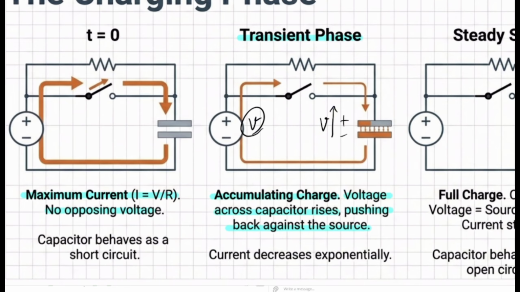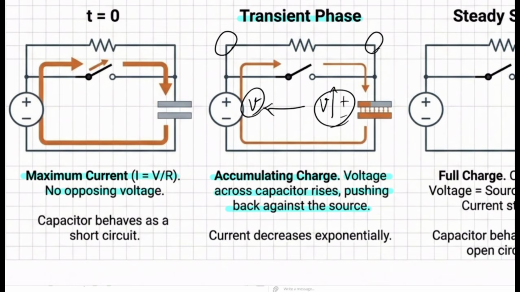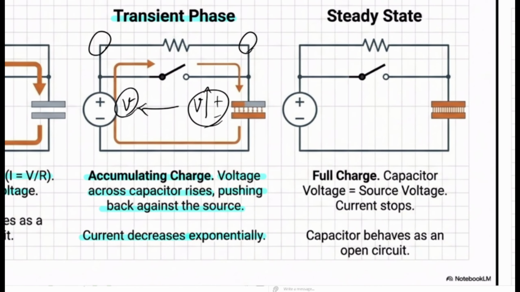But this voltage is not friendly. This voltage is going to fight against that voltage, and that is why your current, because of the voltage difference between two points, is going to reduce. It means that your current is going to decrease, not normally, but exponentially. We will talk about it in detail. And finally, we have the steady state.